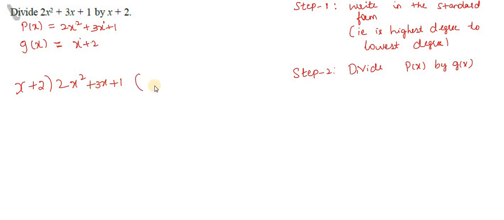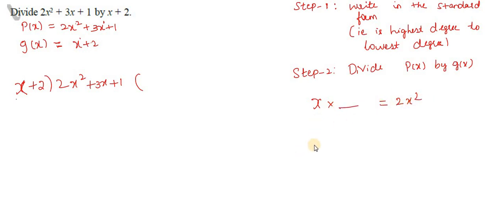So we need to divide this. Okay, how to divide this? We already discussed this type of problem last year, so let's just recall it. Here we have 2x square, right? Here 2x square. So here we have x. What do we need to multiply by x so that you get 2x square?